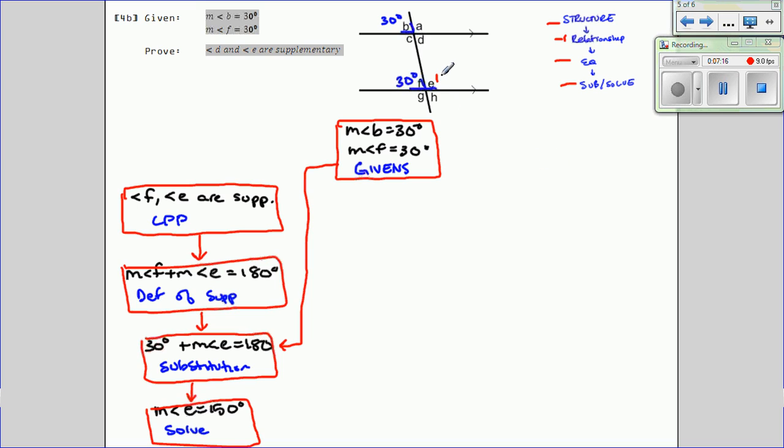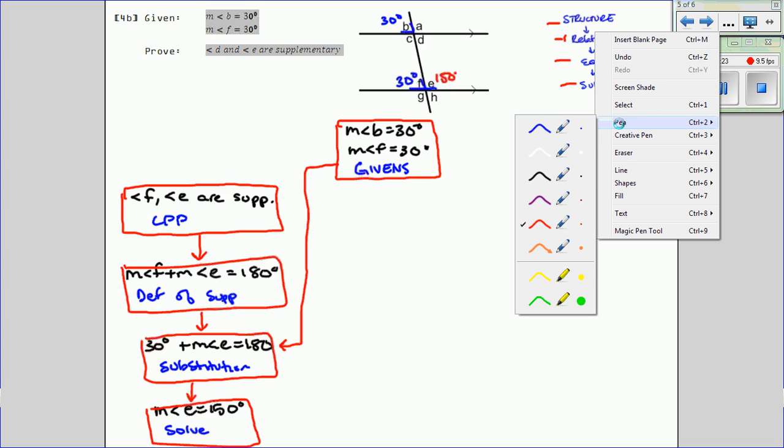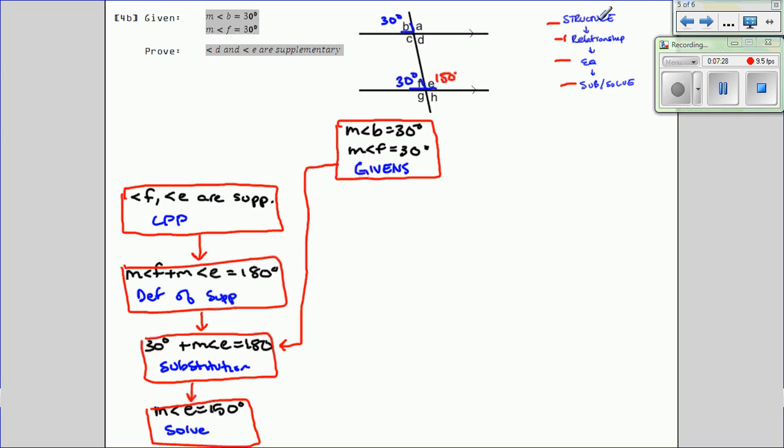But again, I can't jump to just saying, well, of course the measurement is 30 degrees. Logically, I know that's the truth, but I have to start with a structure. I have to start with a picture, that way no one can dispute why it's going to be 30 degrees. So in my picture, I can look at the angles themselves.